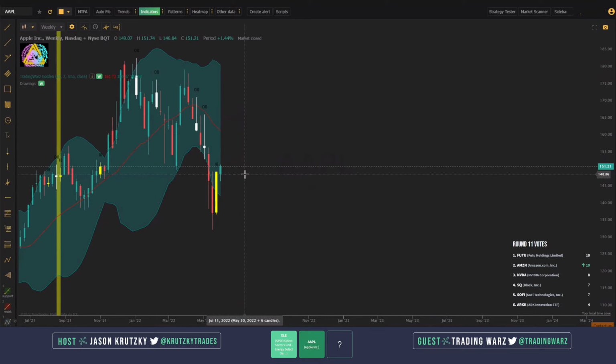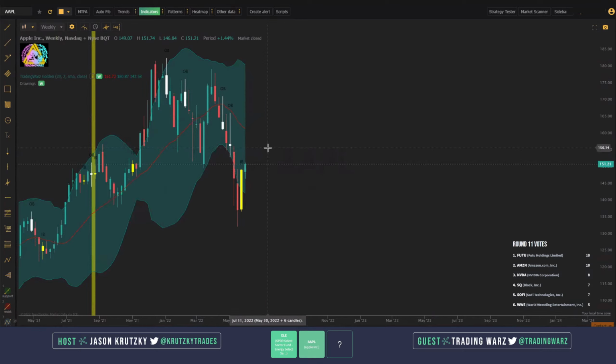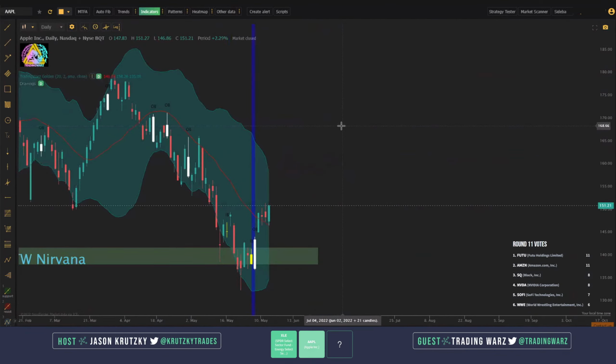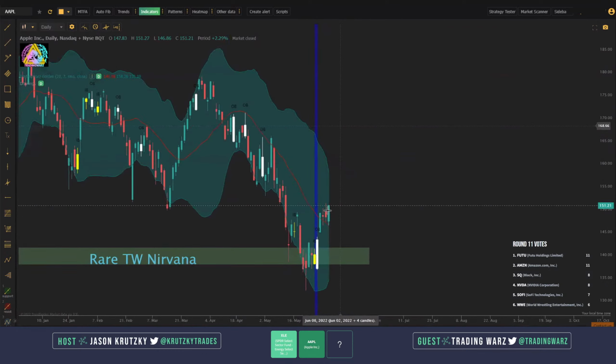I have two weeks out expiry on the contracts. I just believe this inside bar can take us back up, maybe to the 160 levels at least, and I'm already in a position right now. If I go to the daily chart, there's nothing of interest. The last time it did pop up was this Nirvana, which I shared. I scanned this live on stream and posted it.